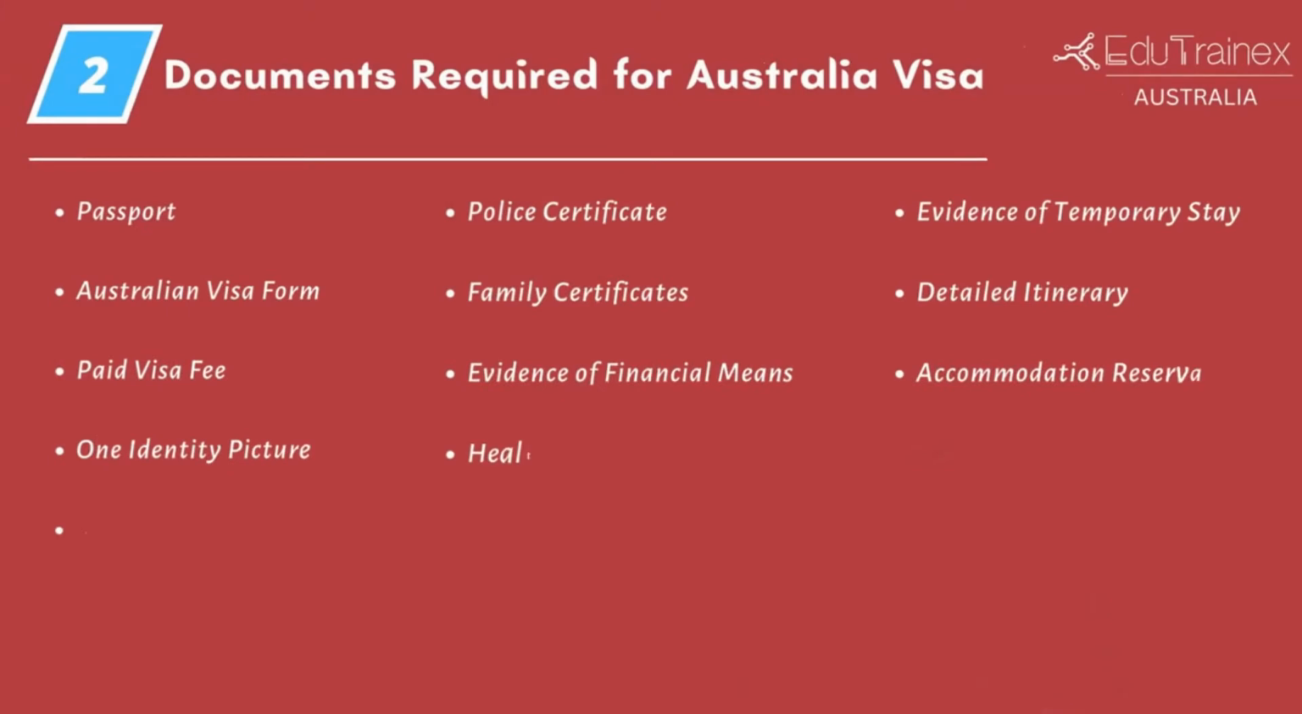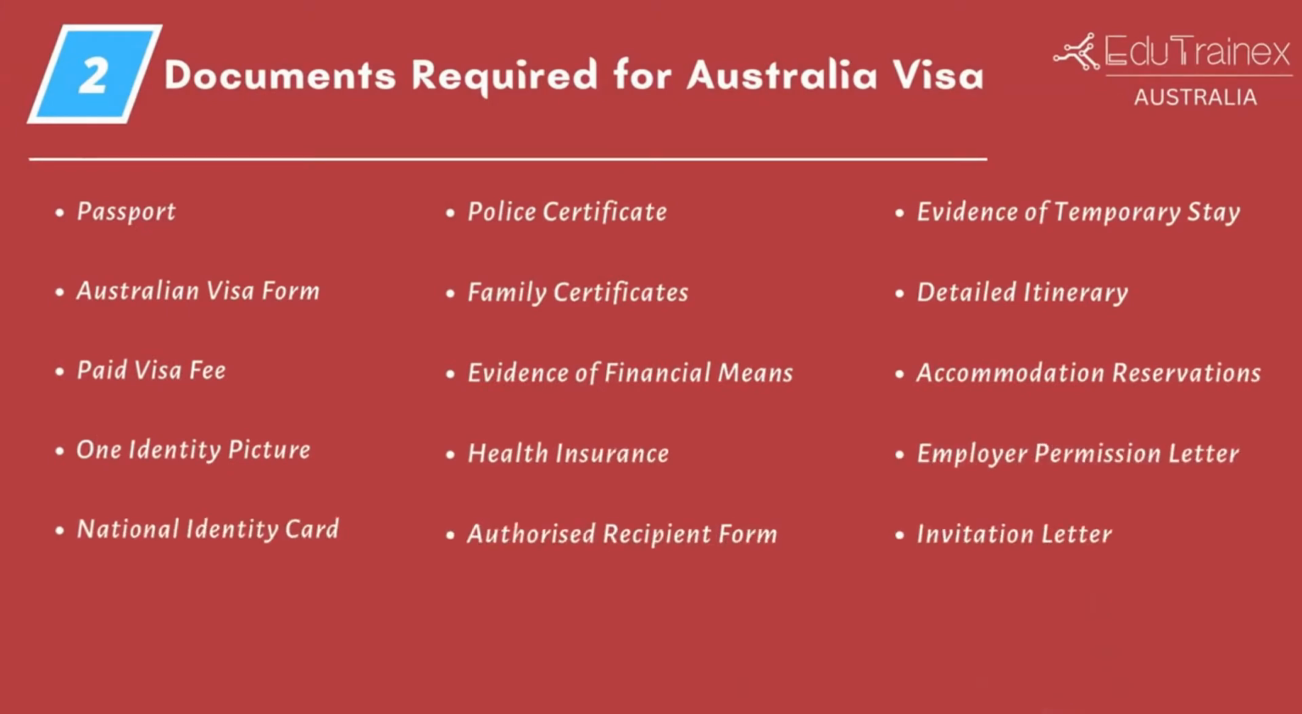Every visa type has different requirements, and some documents are mandatory for certain visas while others are just optional. So it is much easier to apply if you are aware of the list of required documents. When you apply for a visa for Australia, you will have to submit these documents.